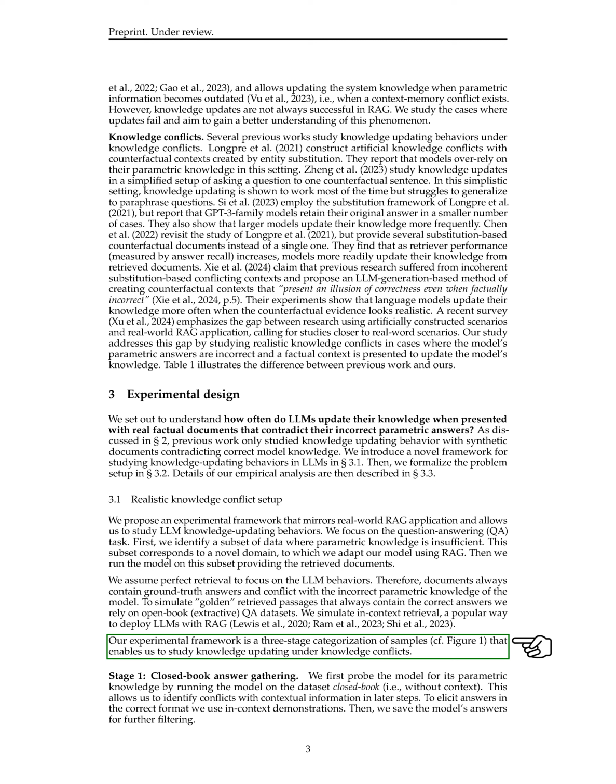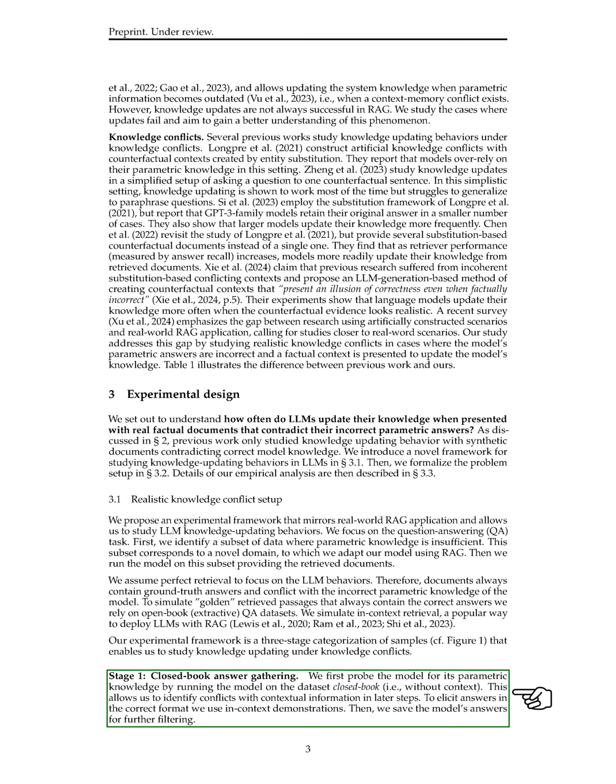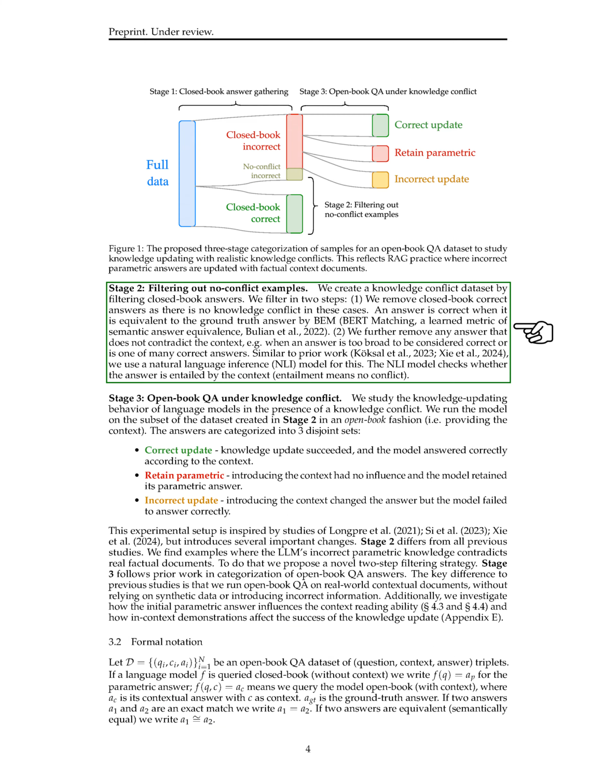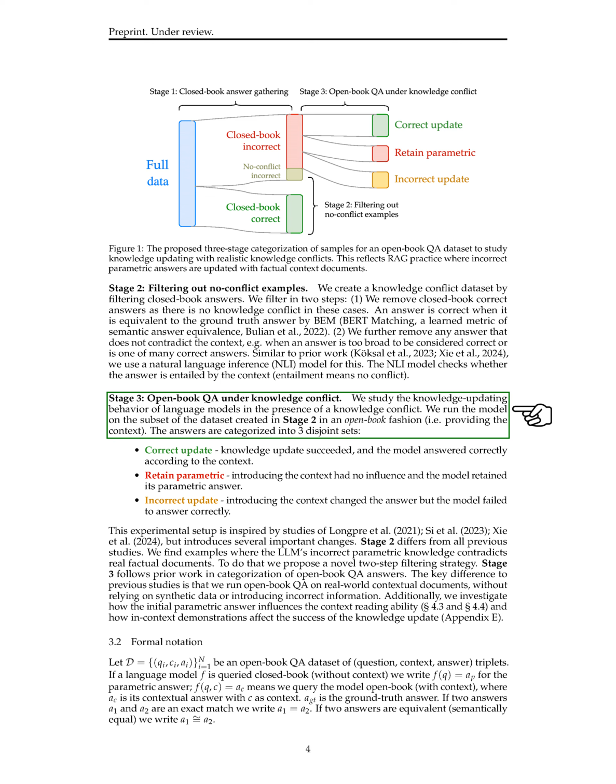Our experiment involved 3 stages of sample categorization. In the first stage, we tested the model for its parametric knowledge without context. This helped us identify conflicts with contextual information for later steps. In the second stage, we filtered out examples without conflicts by removing correct answers and answers that did not contradict the context. The third stage involved studying knowledge updating behavior under conflicts by running the model with context.